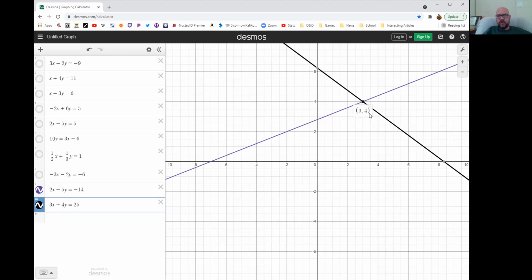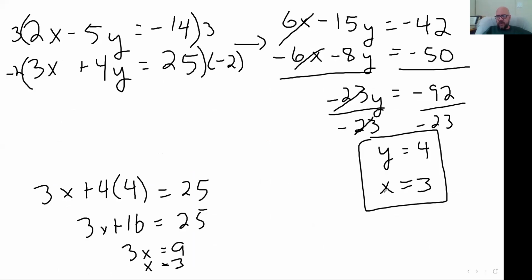X equals 3, y equals 4, which is indeed what I found. X equals 3, y equals 4. Fantastic. Looks good. Looks like we found the right answer there.